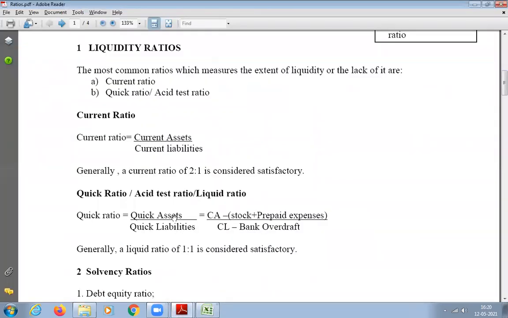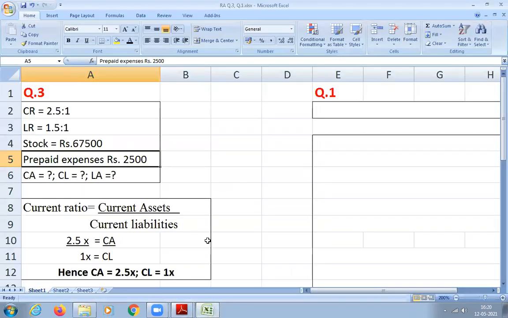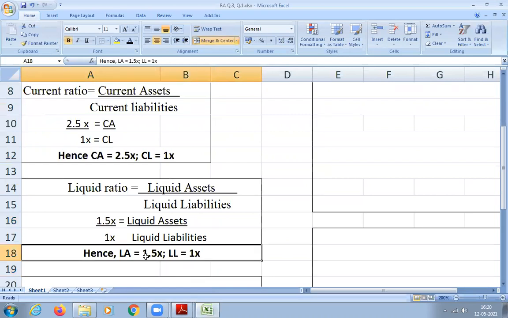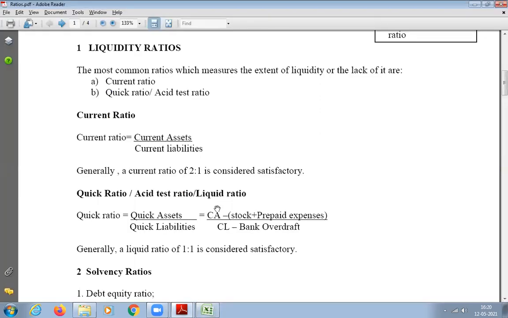So quick asset means what? Current assets minus stock plus prepaid expense. I know stock, I know prepaid expense, I know quick assets. How much is quick assets? Quick asset is 1.5x. Okay. I can find out from this formula the current assets.